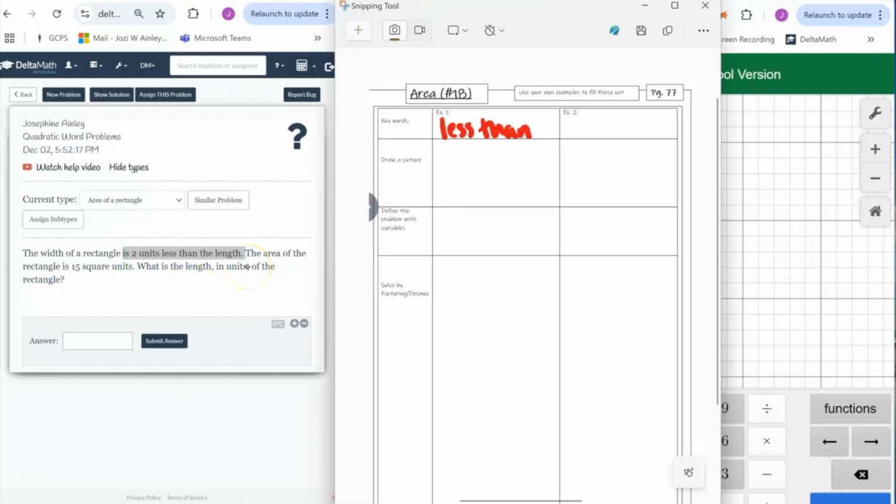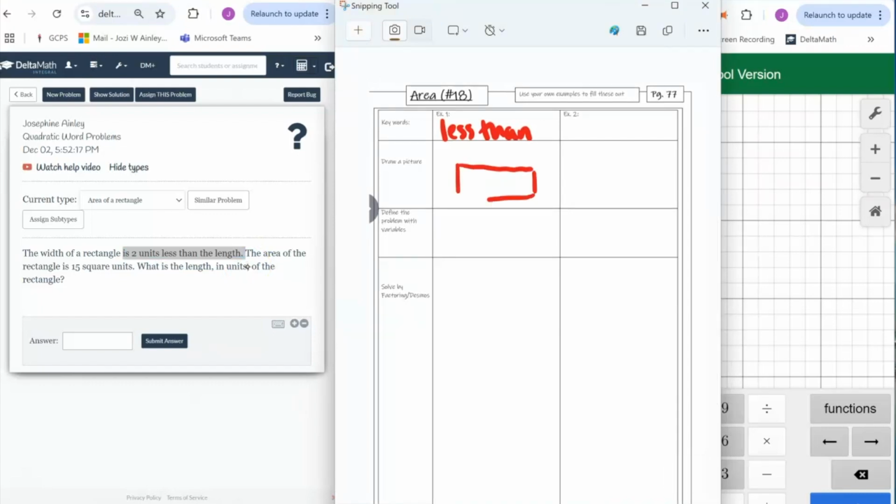So let's draw this picture. You're going to have a rectangle. The width of the rectangle is this part, and the length is this part. And then it says that the width of the rectangle is 2 units less than the length. So I'm going to take the length and subtract 2 because it's less than the length. And that makes sense because the width is shorter than the length in a rectangle.